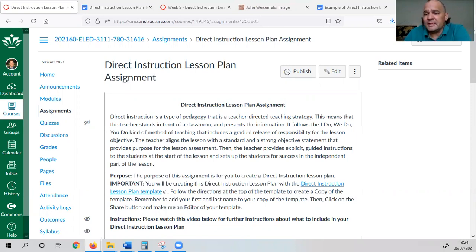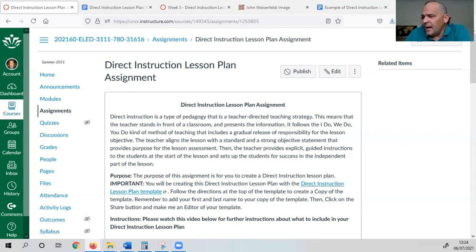I wanted to explain a little bit about the direct instruction lesson plan assignment. You will have more details about this assignment and more explanation for it in Module 2. However, I think it's good to just walk through the assignment and look at it together. So that's what we're doing here.